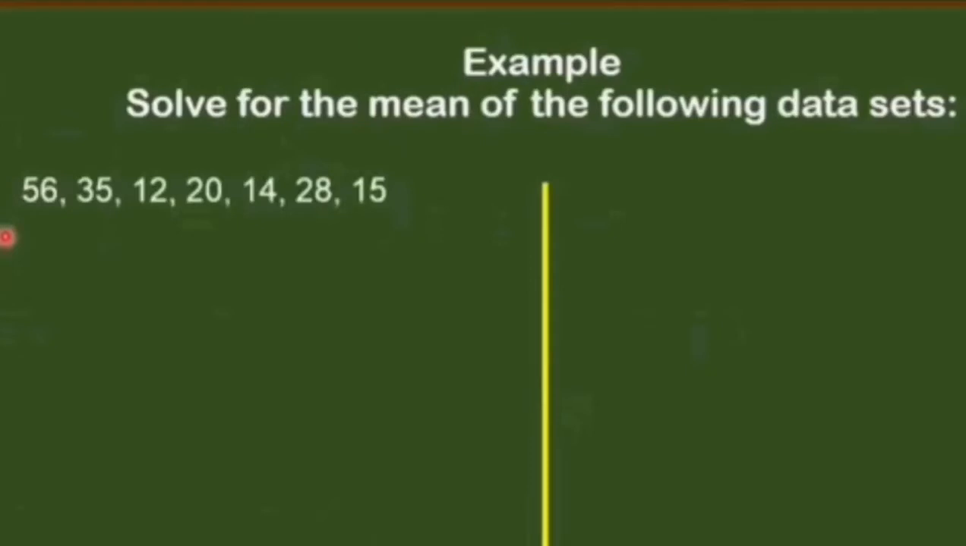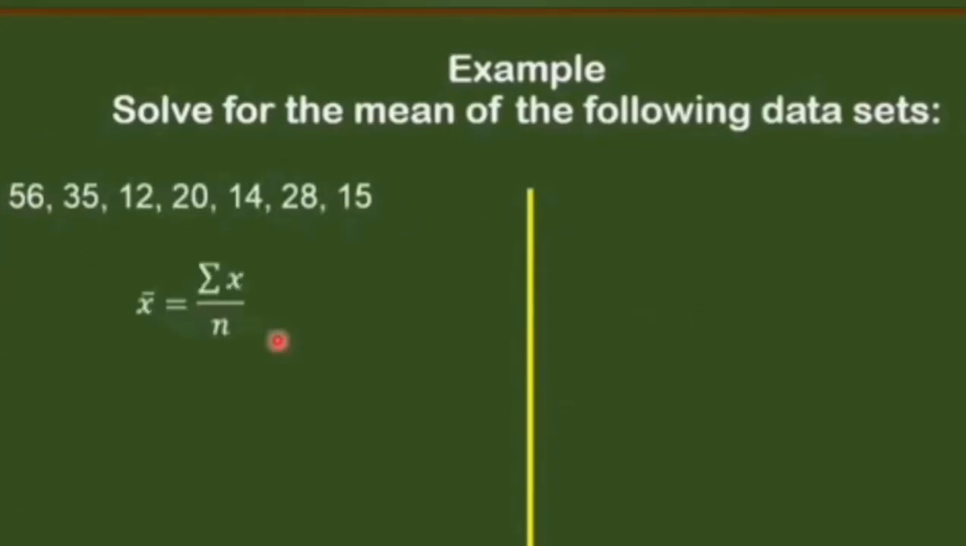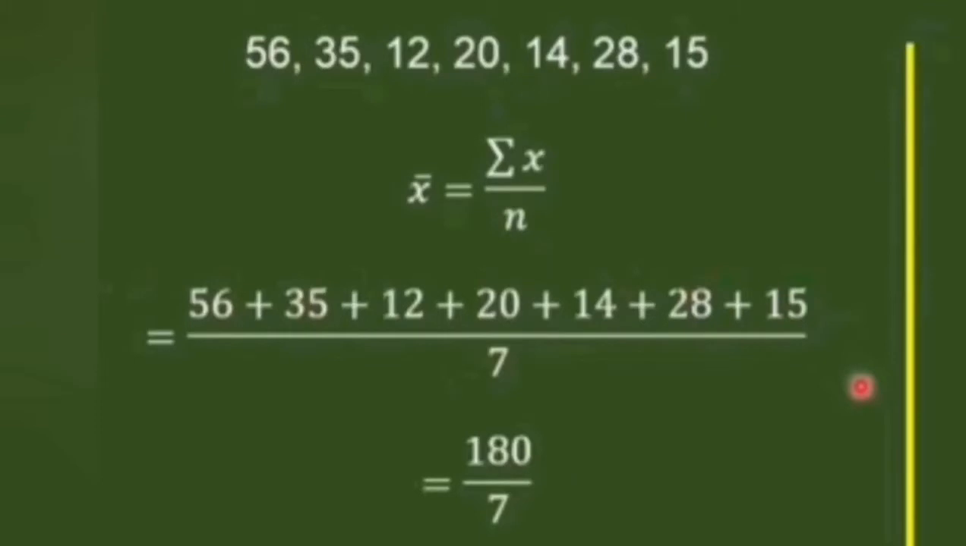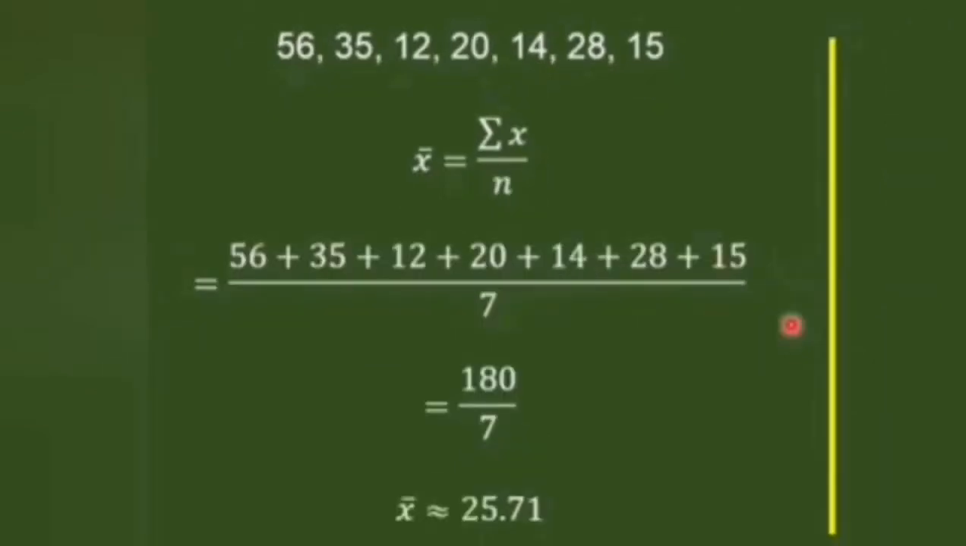56, 35, 12, 20, 14, 28, and 15. We will again use this formula. Then we will add all the data and divide the sum by the number of data values. Adding all the data, we arrive at the number 180. And by dividing 180 by 7, we get 25.71. We will then round the number to the nearest hundredths.